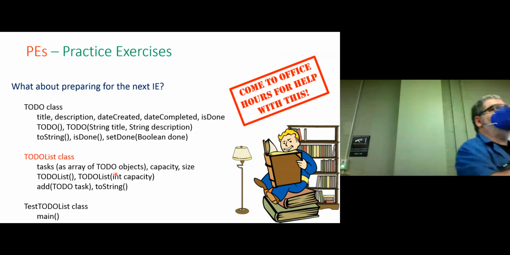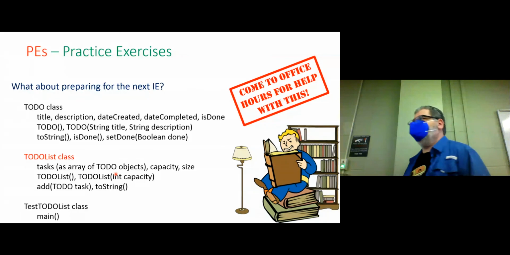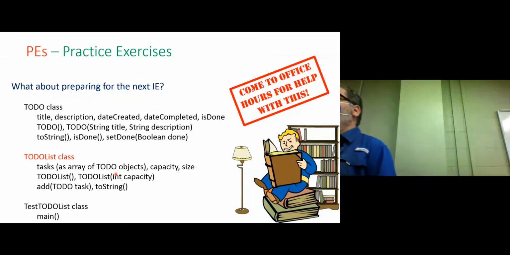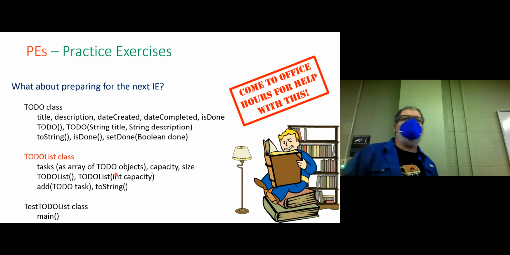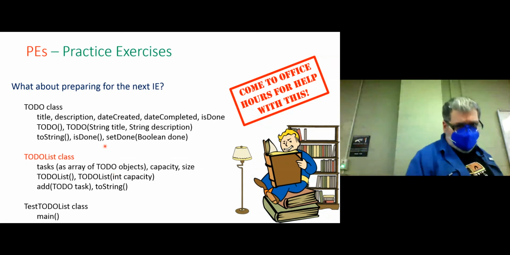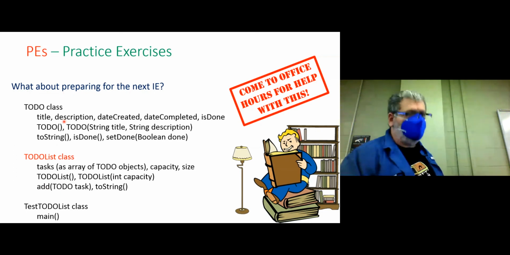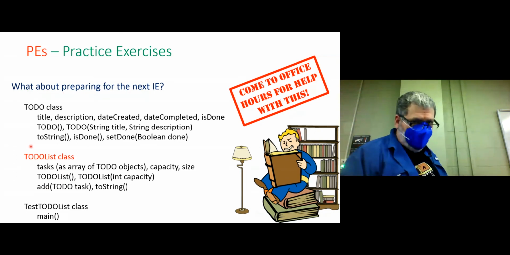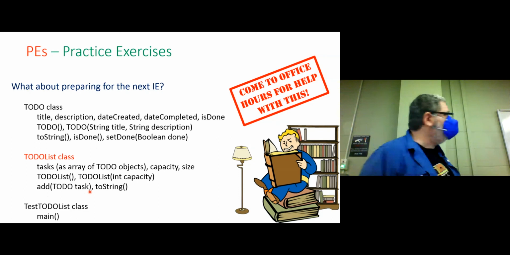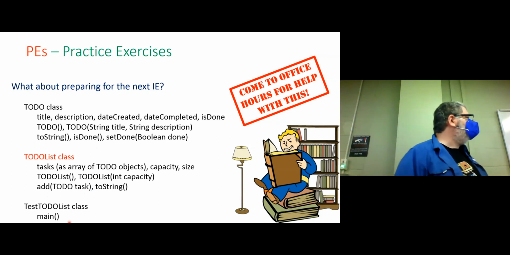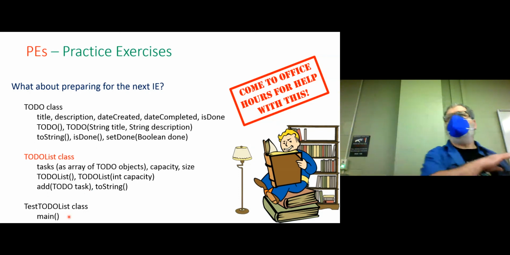But every semester when I show it like that to students, a lot of them look at me and say, I don't have any clue what you want us to do. So let me clarify a little bit verbally, okay? What we have here is 3 classes: to-do item, to-do list, and test to-do list. The test to-do list, you only need the main. There's nothing else on the slide.